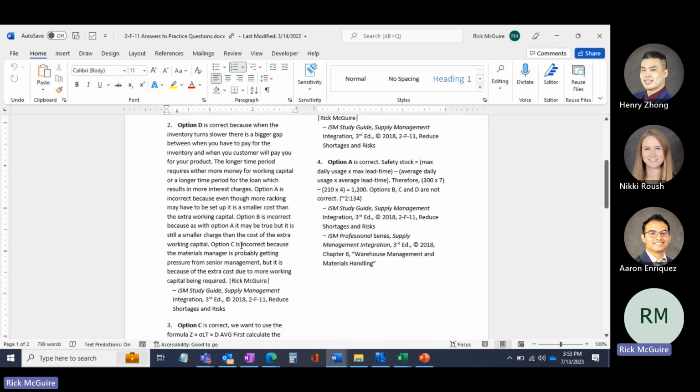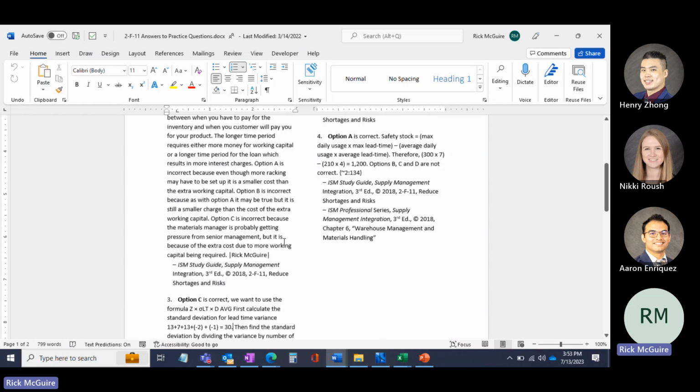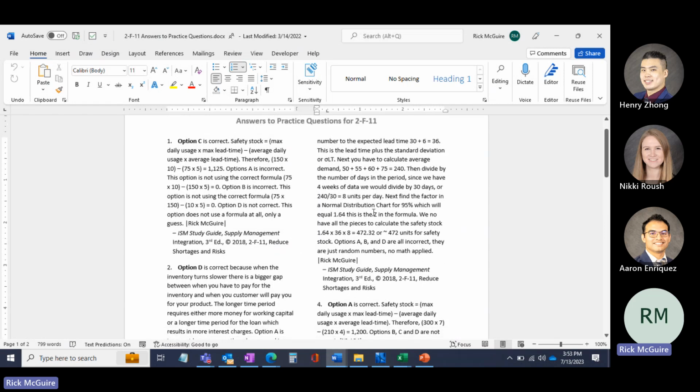2 is Delta. If chart turns slower, there's a bigger gap between when you have to pay, so you need more working capital. 3 is Charlie, and I didn't even get all the way through this one. This one's pretty complicated, and I doubt you'll have to do this in a test, but you can read the answer and walk yourself through it if you're interested at a later date.